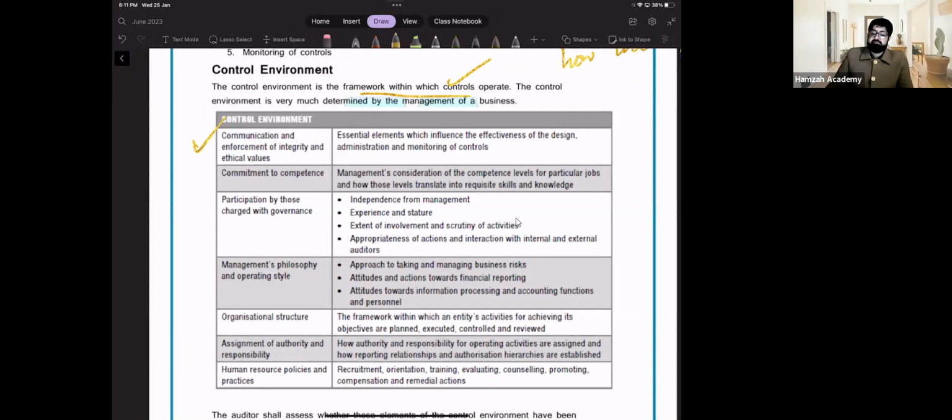So students, how well they communicate, how much they communicate. If they communicate a lot, the environment will be good.